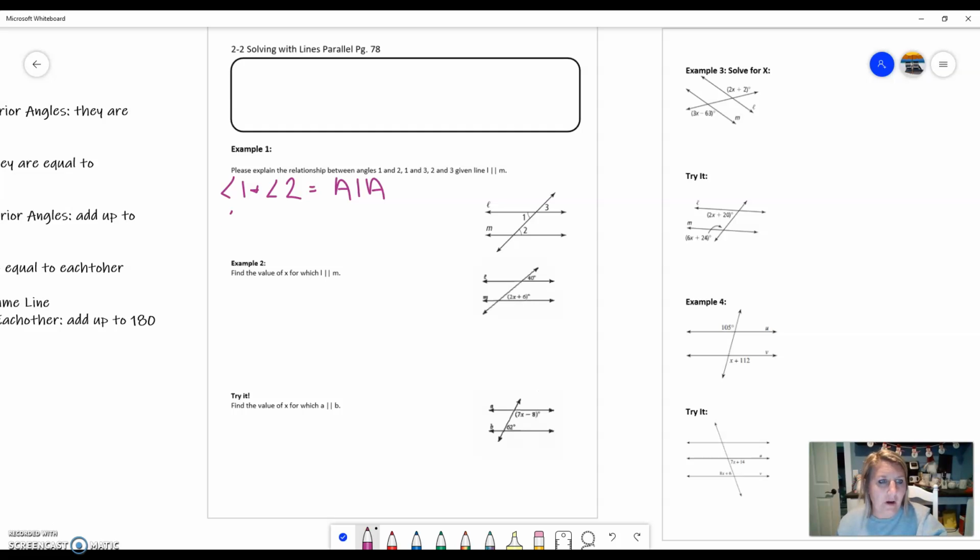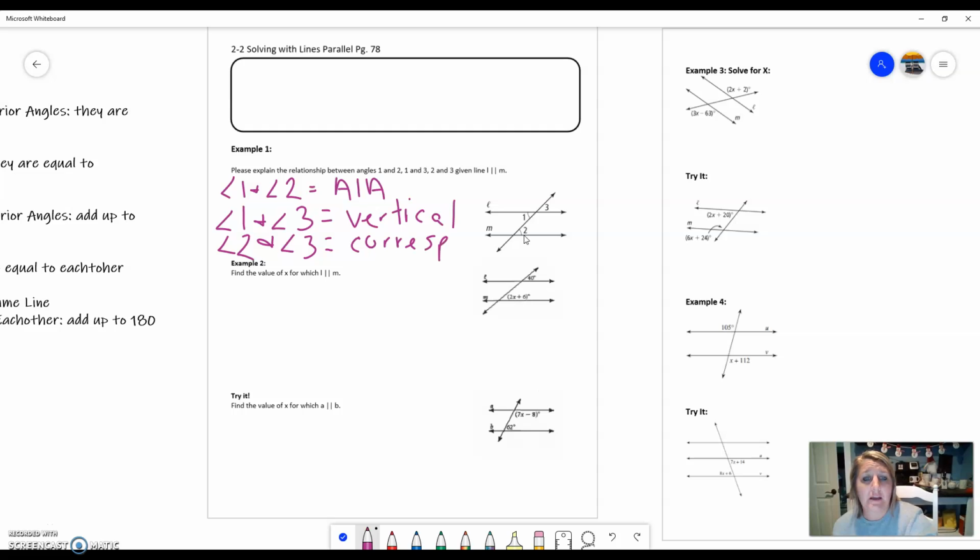They also want to know how angle 1 and angle 3 are related to each other. If you're looking at them here, they're back to back. They're those angles that we learned about in unit 1. Those are vertical angles, and vertical angles are equal. And then lastly, angle 2 and angle 3. They're on the same side of the transversal, tucked into the same little pocket. One's on the outside, one's on the inside. So those would be called corresponding.